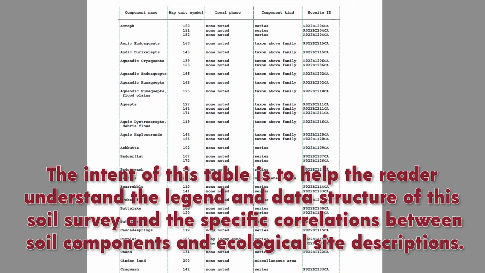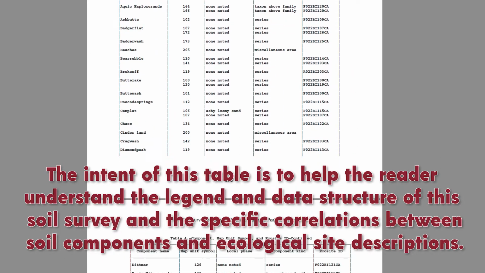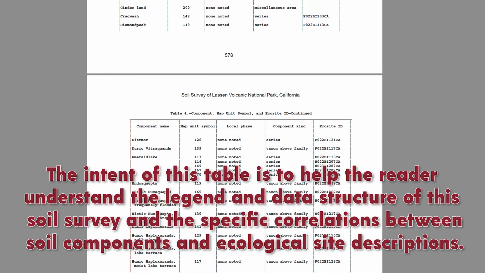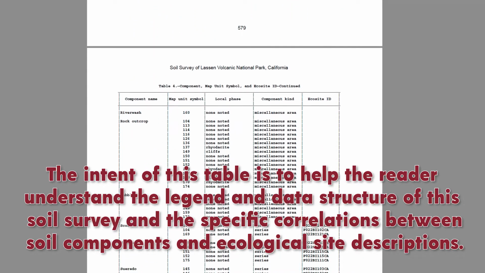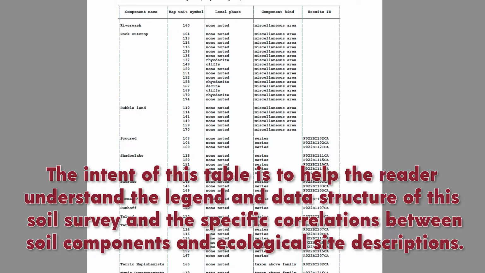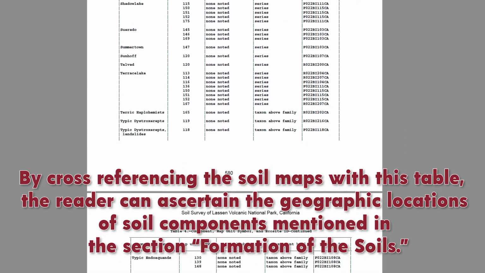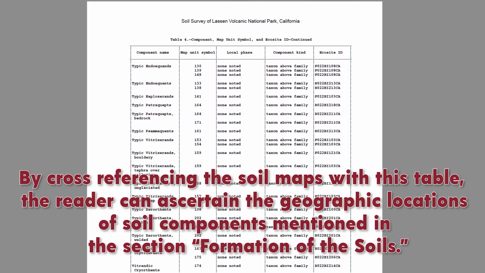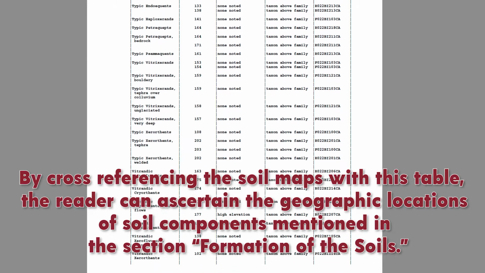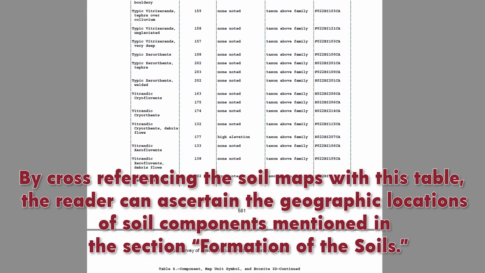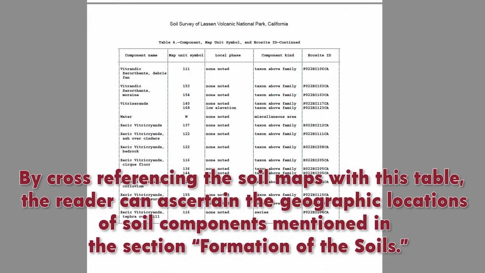The intent of this table is to help the reader understand the legend and the data structure of this soil survey and the specific correlations between soil components and ecological site descriptions. By cross-referencing the soil maps with this table, the reader can ascertain the geographic locations of soil components mentioned in the section Formation of the Soils.